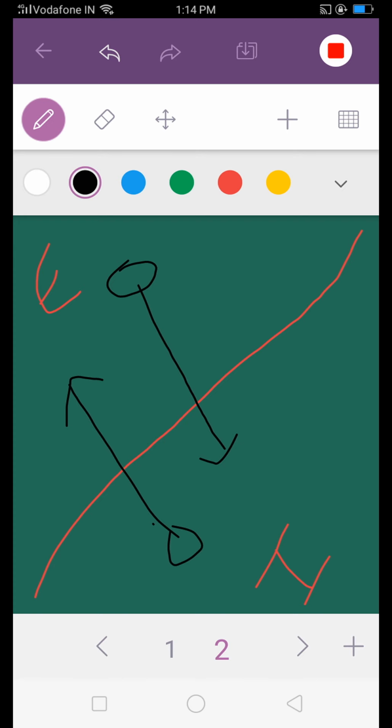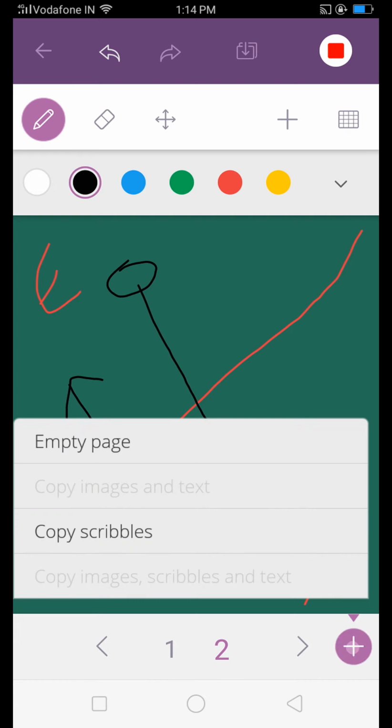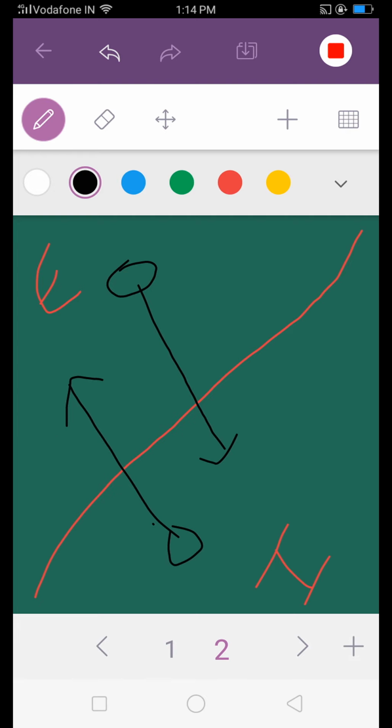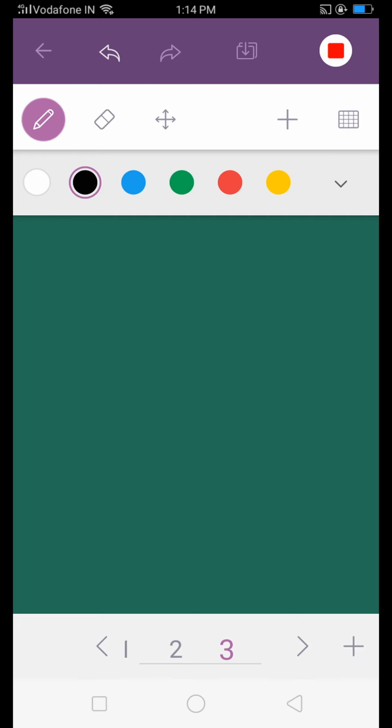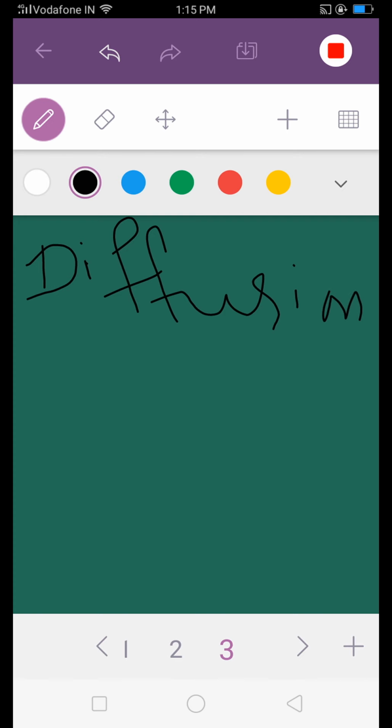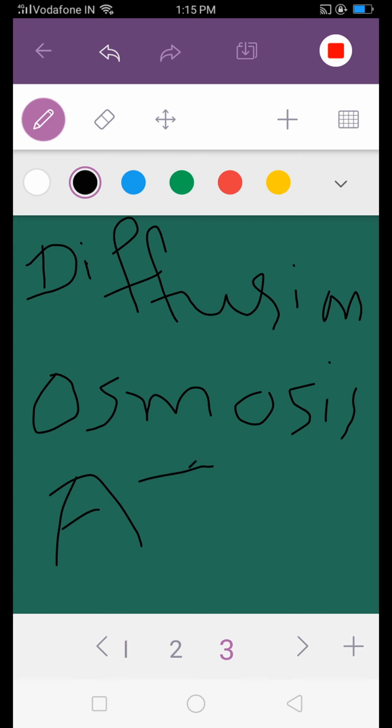Number one process is diffusion, number two is osmosis, number three is active transport. So what are these? Diffusion, osmosis. It is quite difficult to write here, so I'm trying to write. And third is active transport, AT.